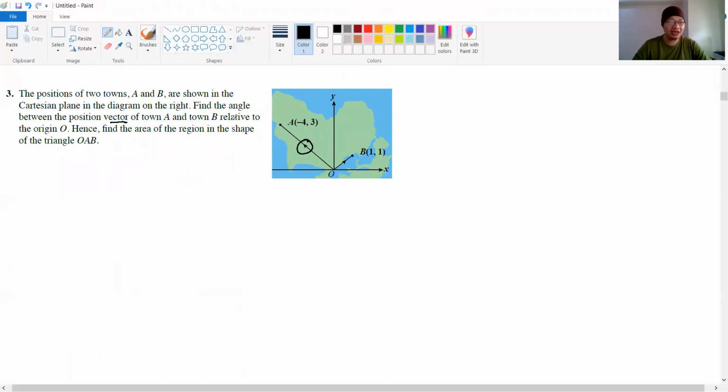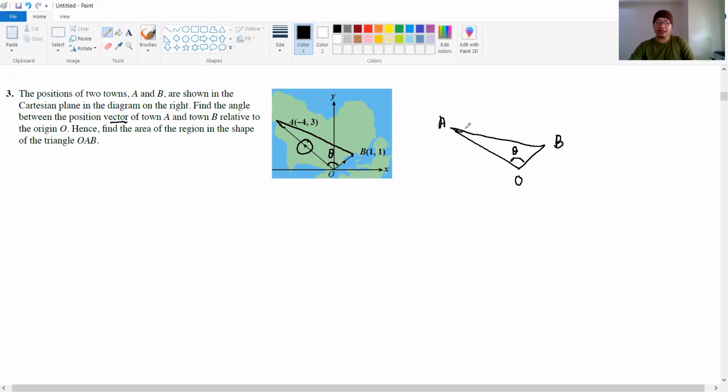So relative to the origin O, find the area of the shape OAOB. Guys, we want to find the area of AOB. That means they form a triangle like this. This is the triangle. Now, if you want to find the area, you need to have the lengths, left and right, and also the angle in between. So the first question is to find the angle between the vector of town A and the vector of town B. That means we want to find this angle, this theta here. Let me draw the diagram: O, A, and B here. So this is the angle that we want to obtain.